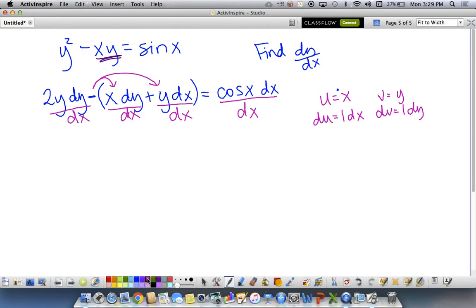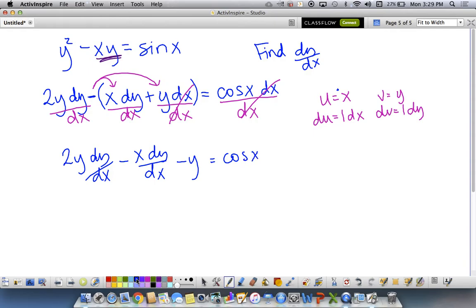Then I'm going to start reducing. I can't reduce anything till here and there. So here we go. I have a 2y dy/dx minus x dy/dx minus y equals cosine x, because I distributed that negative sign and divided by dx all at the same time. Well, here at least my dy/dx is on the same side of the equation. I don't have to take it anywhere else. But I do need to add a y to both sides.